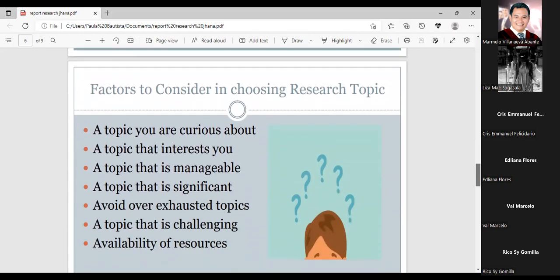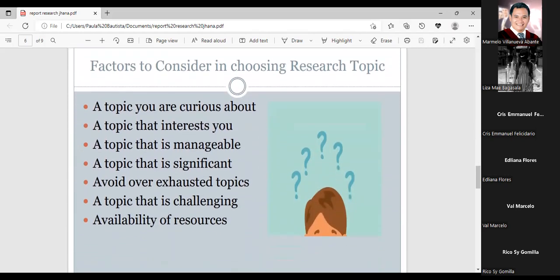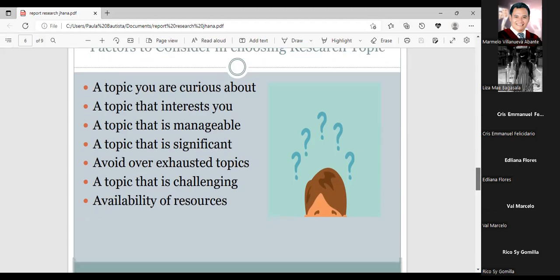Next are the factors to consider in choosing a research topic. Ito, ano lang, self-explanatory, bali yung mga topic na curious about. Next is that interest you, something that is manageable, significant, relevant. Tapos i-avoid din natin yung mga sobrang over-exhausted topics, mga lagi na lang naita-topic. Pwede rin yung mga topic naman na challenging, and of course, yung availability ng mga resources dun sa research na yan.